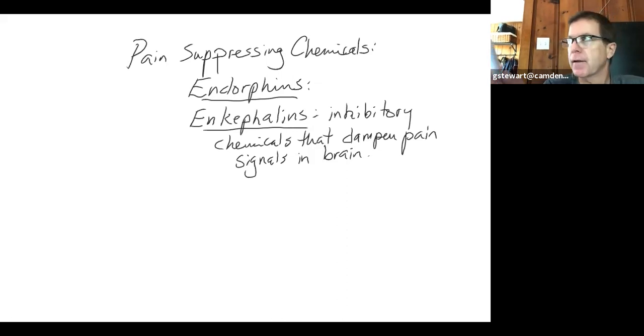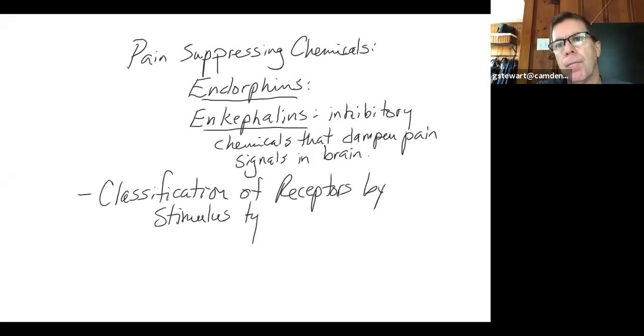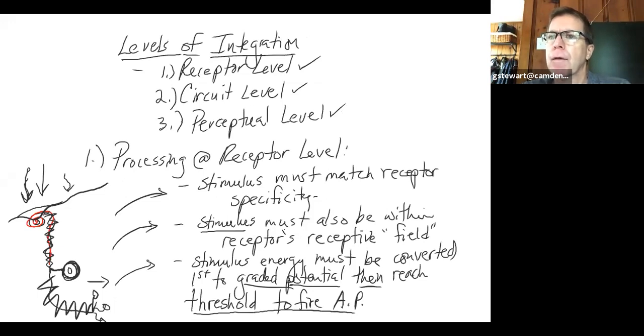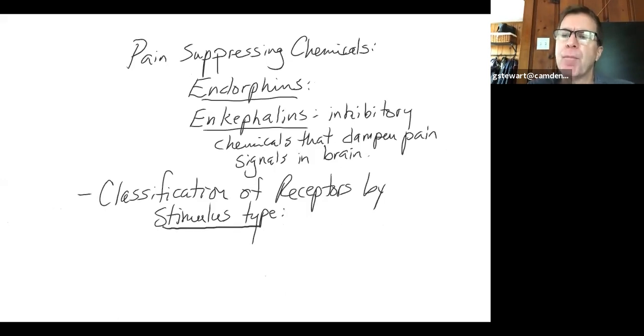All right, I'm going to move on. This is going to be the last topic of the day. I'm going to talk about sensation and perception of stimuli occurring at the brain. So classification of receptors by stimulus type. The first, back at this board, I believe I still have it, if I can find it. This one. These are receptors based on location. Exteroceptors, proprioceptors, interoceptors. Where I'm going to now is classification of receptors by stimulus type, not by the location within the body.